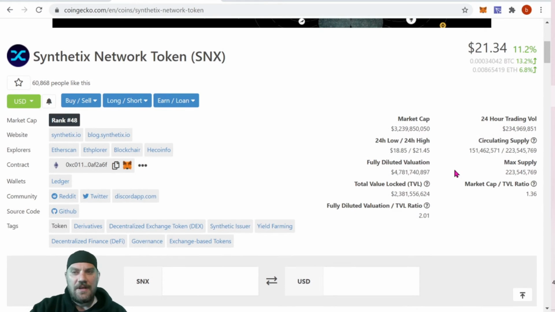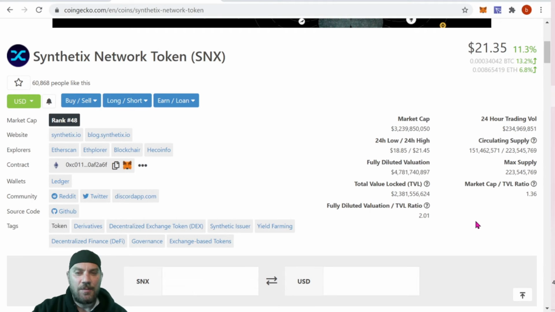Coming over here to CoinGecko, just taking a look at the price. We're actually up quite a bit today, 11.3%, going up to $21.35 as of today's recording, and ranked in total market cap, guys, number 48. So we're in the top 50 already, and this is one that I think is going to continue to grow.